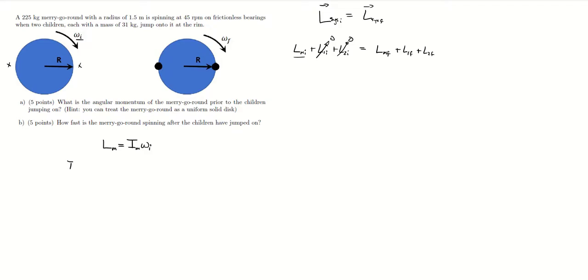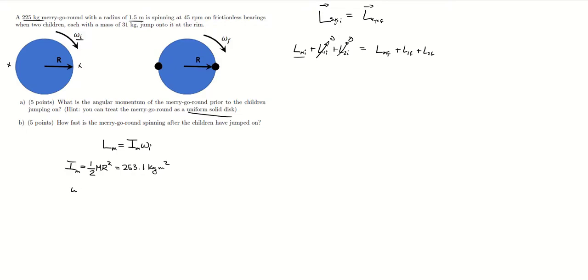For the moment of inertia of that merry-go-round, we can essentially treat it as a solid uniform disk. That's a simple way to model it, in which case, looking up our table of moments of inertia, we know that the moment of inertia for that solid disk is 1/2 the mass times its radius squared. If we plug in the 225 kilogram mass and the radius of 1.5 meters, this gives us 253.1 kilogram meters squared for its moment of inertia.